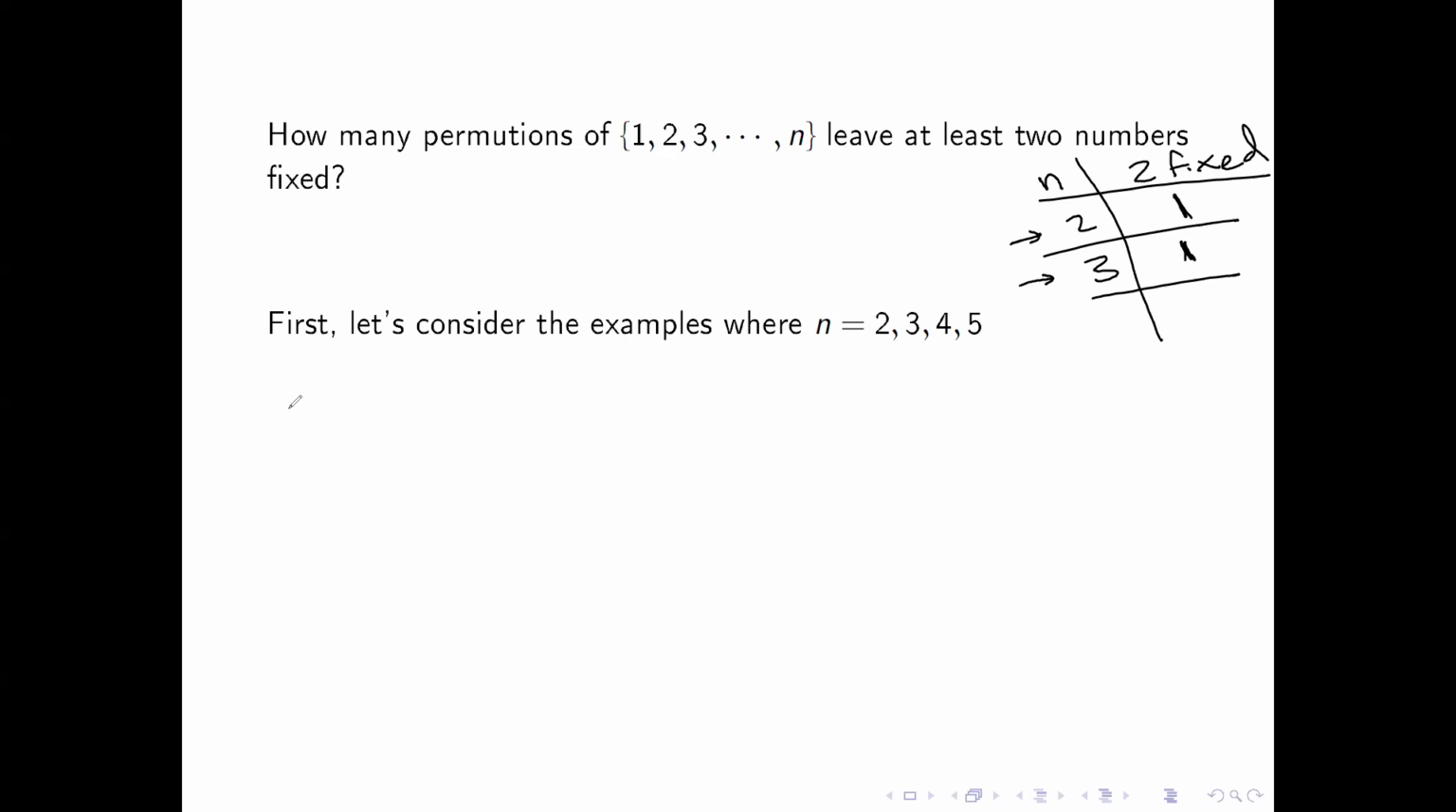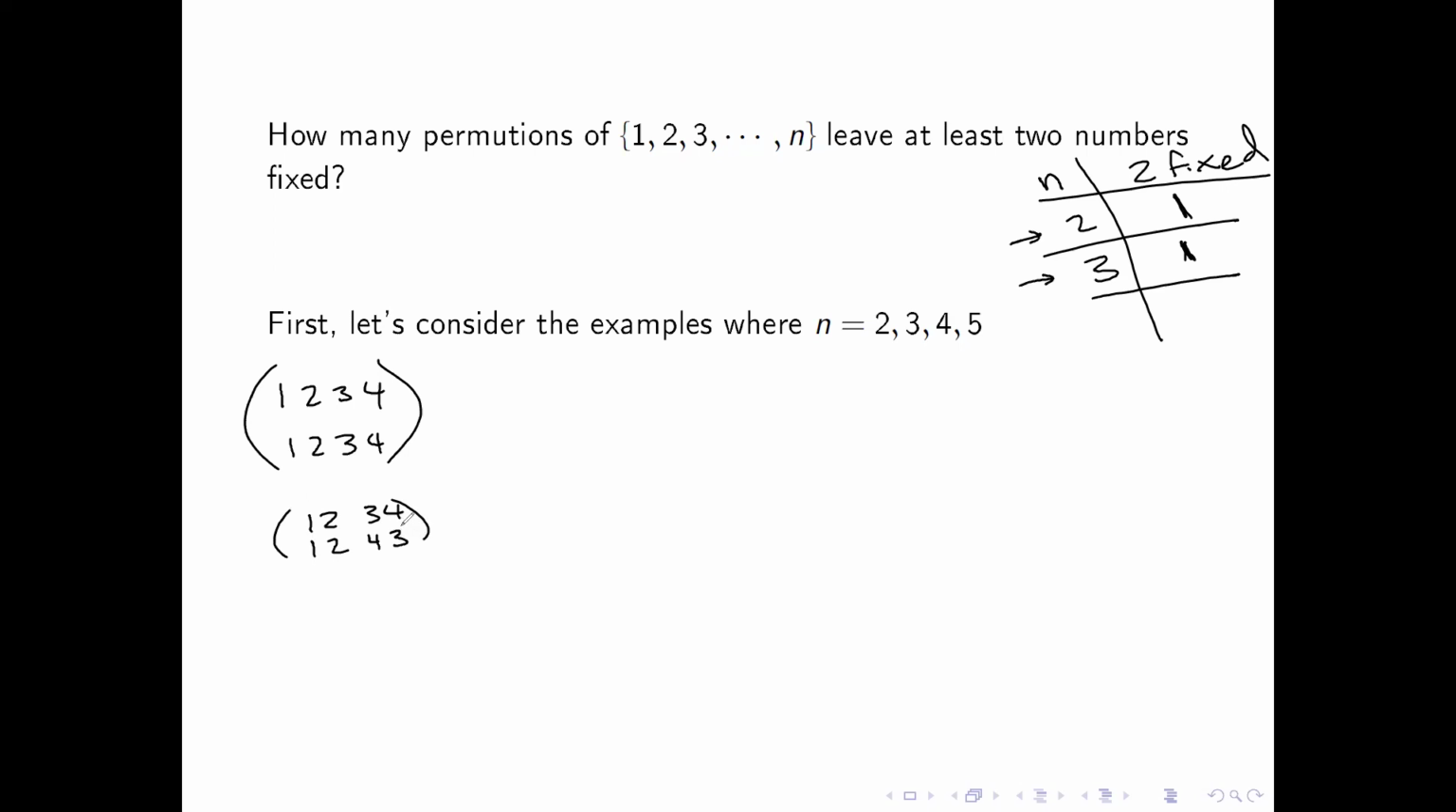So in this situation, next one I have 1, 2, 3, 4. I'm going to use a different notation where instead of drawing arrows, I'm just going to write them on top of each other. So this means that 1 goes to 1, 2 goes to 2, and 3 goes to 4, and 4 goes to 3. If I say 1 and 2 are fixed, then the only options I have for 3 and 4 are 3, 4, or 4, 3.